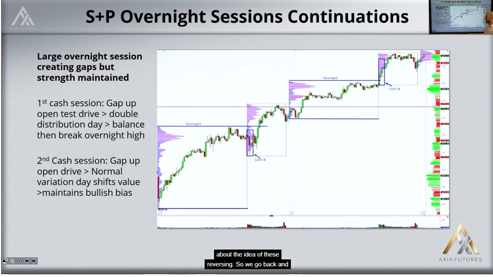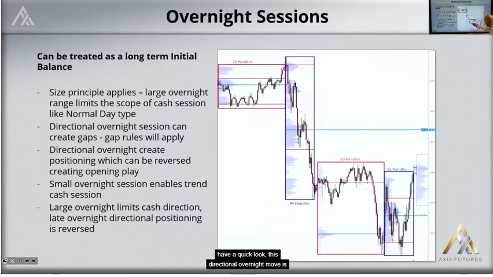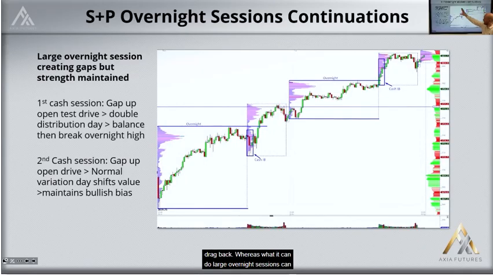I talked about the idea of these reversing. So we go back and have a quick look. This directional overnight move is then reversed. It creates a gap, blue session to blue session, and that gap is not then reacted to and continued, and you get the drag back. Whereas what it can do, large overnight sessions can create gaps, and this can then allow for another continuation move.